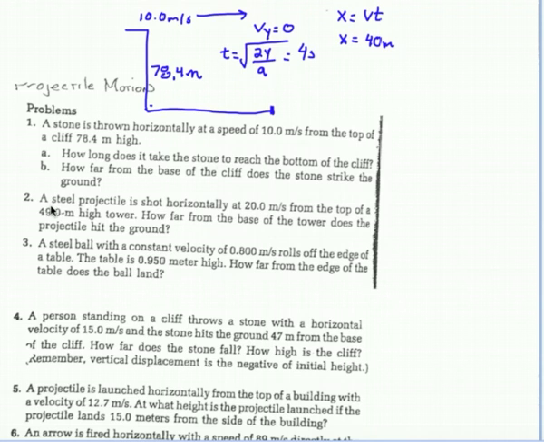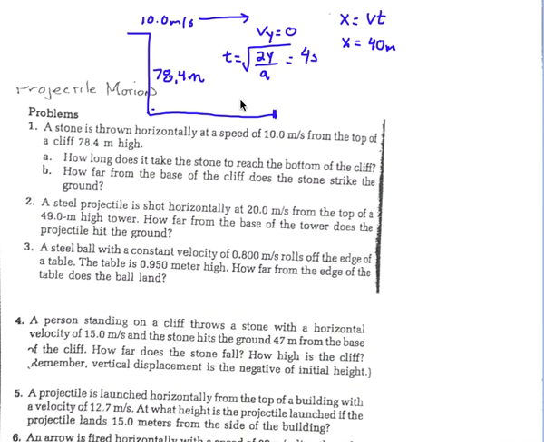All right, a steel projectile is shot horizontally at 20 meters per second from the top of a 49-meter high tower. This one has the same sort of setup. You know how high off the ground you are in the y direction, and then you know an initial velocity. So you want to know how far you go in the x direction.